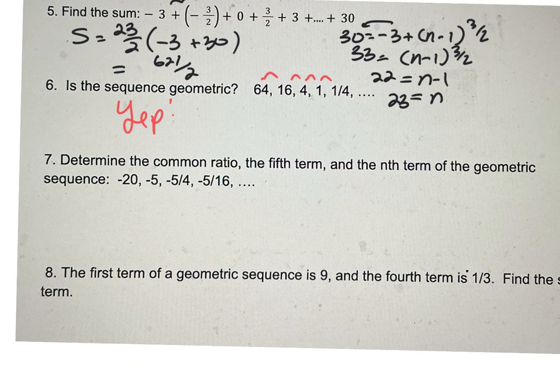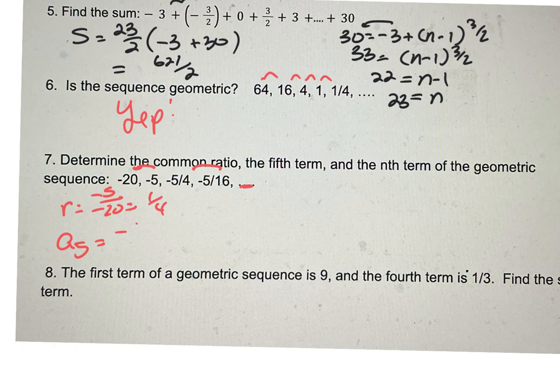All right, number 7. Number 7 says find the common ratio. That's R. The 5th term, the nth term. So 3 things. R, first of all, they're telling you it is geometric. R is key in geometric. And the way you find R is you put the second term on top of the first term, or any term over the one before it, and it should give you the same thing. If I put -5 over -20 and reduce that, that's 1/4. There's my R.